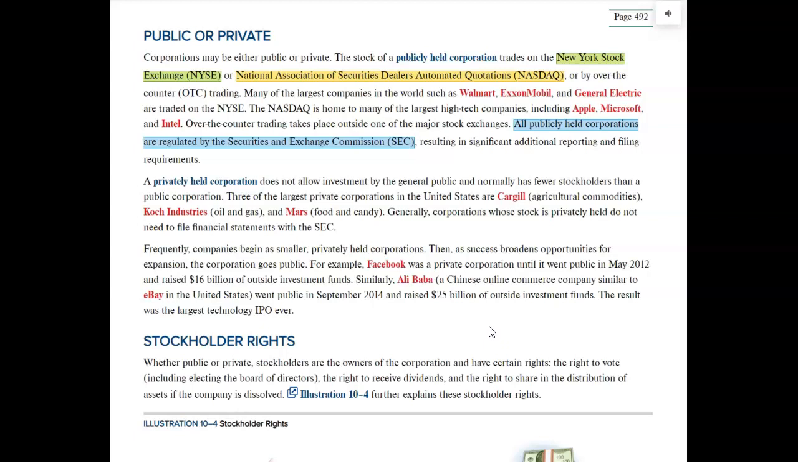Privately held companies do not allow investment by the general public, and they usually have a lot fewer shareholders. Some of these are Cargill, Mars, Food and Candy, and so forth. So you'd be surprised that some companies you've heard about are still in private ownership.